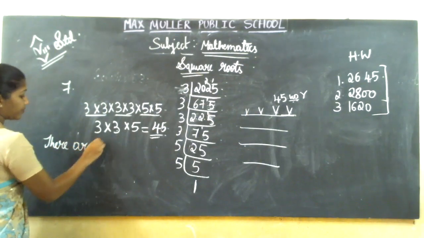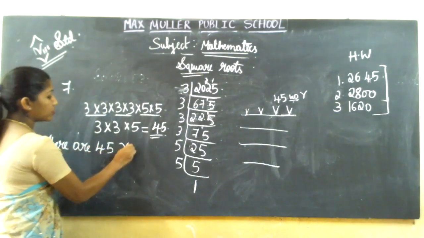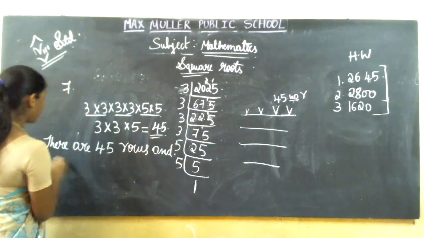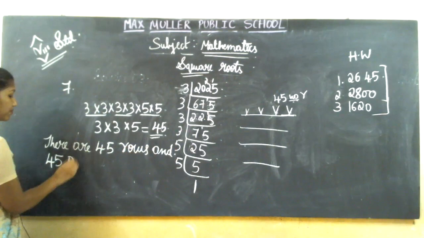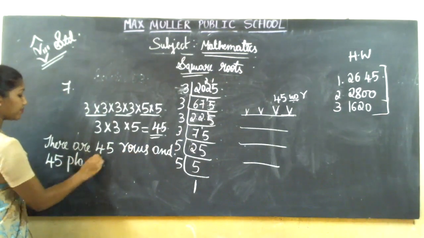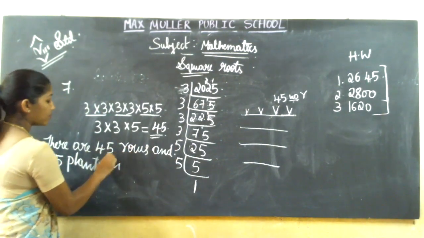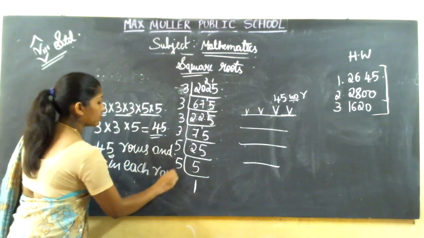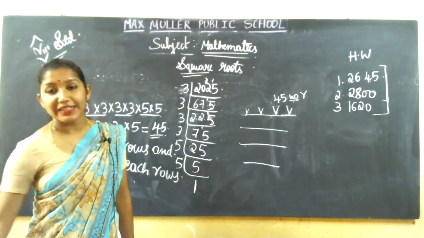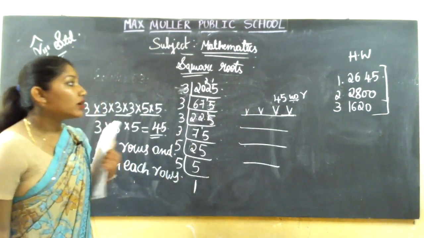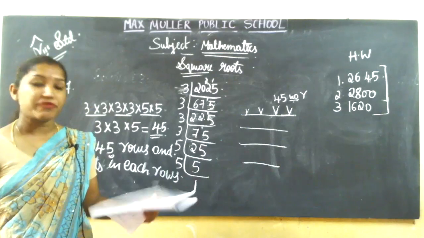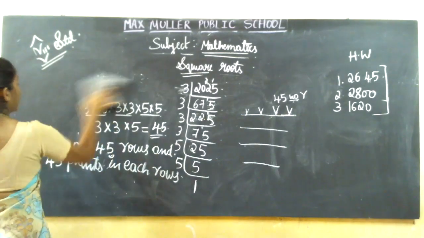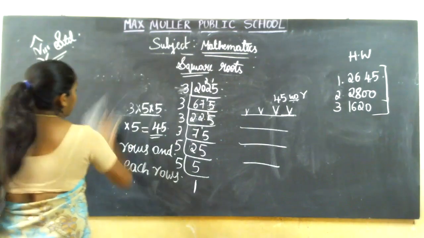Number of rows: there are 45 rows and 45 plants in each row. Hope all understood, students. Like this, you have to do the problem by prime factorization method. This will be your 8th problem. And coming to the 9th problem.